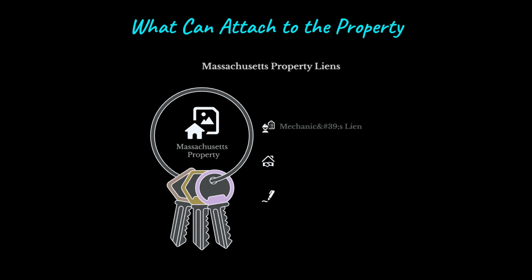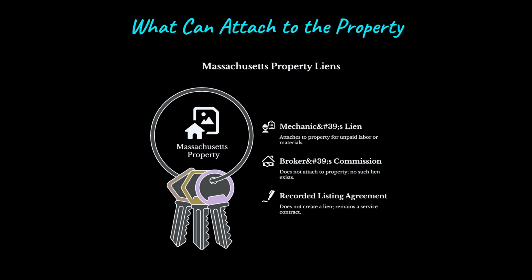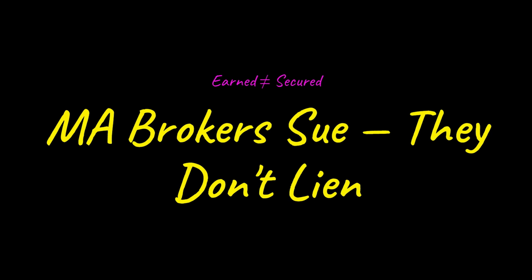A mechanic's lien protects contractors and suppliers who improve real property with labor or materials. Brokerage services don't qualify, and simply recording the listing agreement doesn't transform it into a lien either. It's still just a service contract. Earning a commission and securing a commission are different things. In Massachusetts, the broker's only remedy is a lawsuit on the listing contract, not a lien against the property.